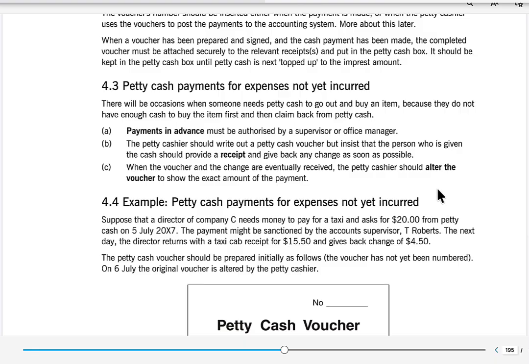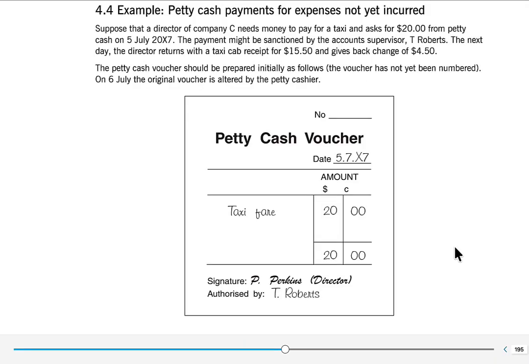That is lesson 4.3. Now we will do lesson 4.4, the example of petty cash payments for expenses not yet incurred. This example is very important because it shows a real-life situation where the business gives cash first and the receipt comes later. So let us go through it slowly, step by step, like we are in a classroom.